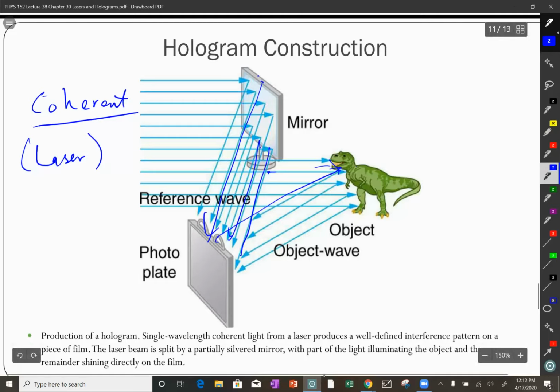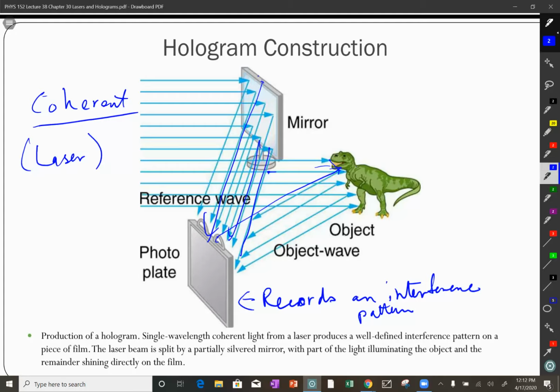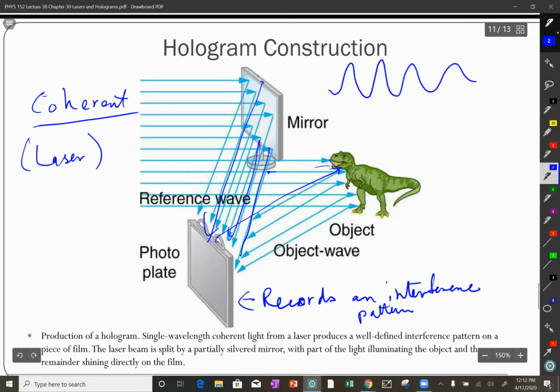And so this photoplate records an interference pattern. Now, this is complicated because we have a lot of different light paths, and it's all coming together, but it creates an interference pattern. And so then you take that photoplate that has its interference pattern. From what you've seen, that would be things like this. But of course, it's much more complicated. It isn't going to look anything like that.